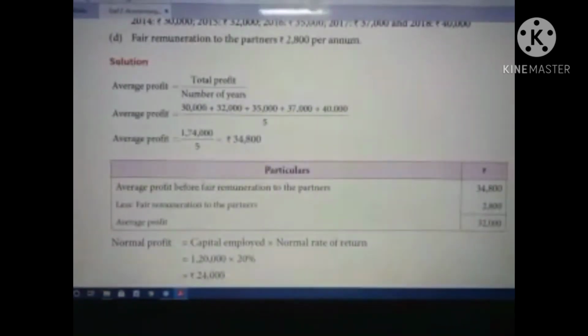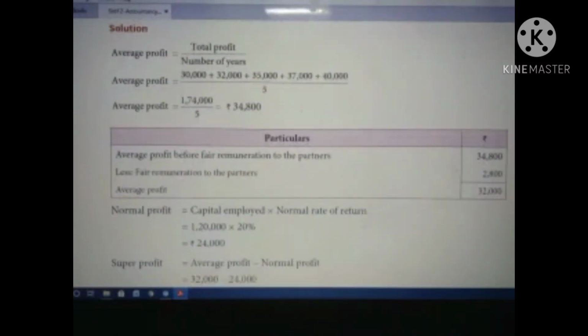After getting the average profit, what is the procedure for super profit? Normal profit equals capital employed into normal rate of return. Capital employed is also given in your problem. If it is not given, then they will definitely give assets and liabilities. So you add fixed assets and current assets, minus current liabilities, and you get the capital employed. The normal rate of return is also given.